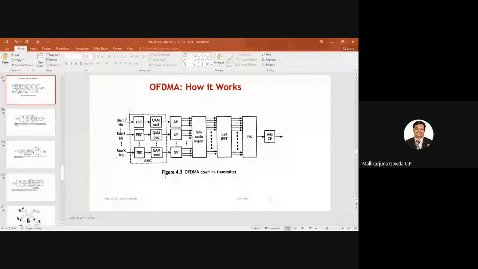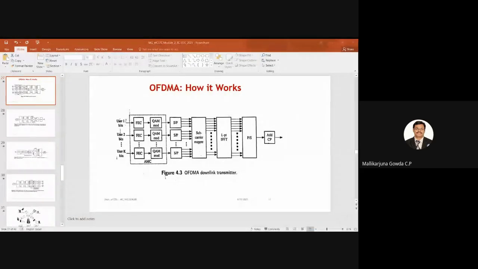In the previous class, I discussed OFDMA, that is orthogonal frequency division multiple access, for both the downlink and uplink transmitters and receivers. Just to have a revision, let me say in a few words. Each user's information will first be passed through the AMC block, that is adaptive modulation and coding. Here I have K number of users. The AMC block has forward error correction followed by the QAM modulator. You all know what AMC is and its purpose.